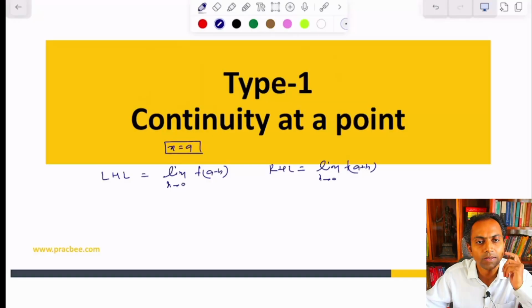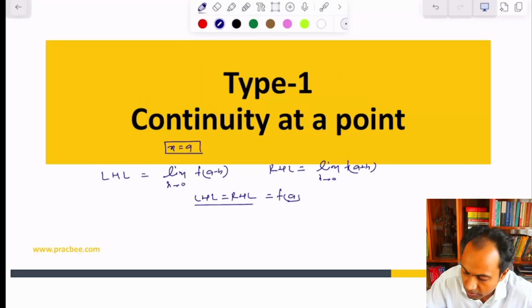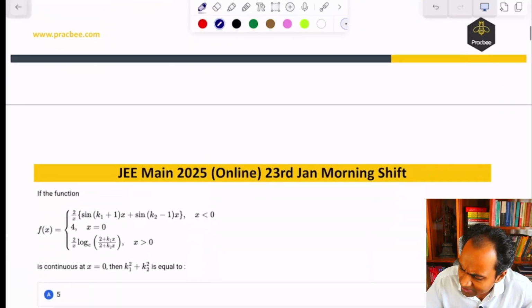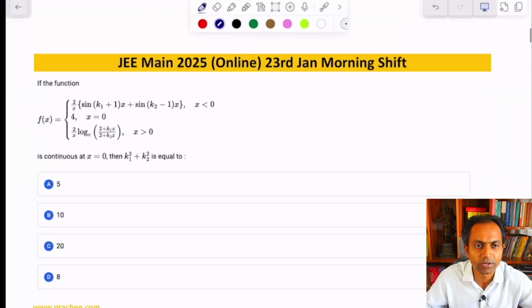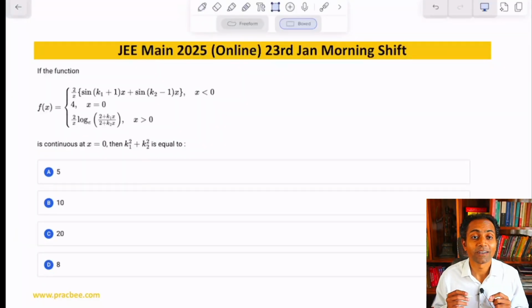Now for a limit of a value of a function at a point to exist, the value of LHL should be equal to RHL. That would mean the limit should exist and should be equal to value of function at that point. Now practically when solving question, this definition is more useful in context of applying limits. Now if I look into this 2025 question, technically I can find LHL, RHL.